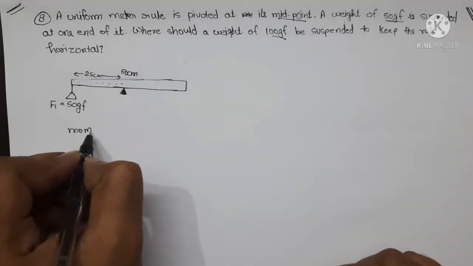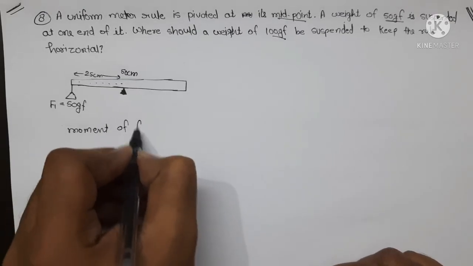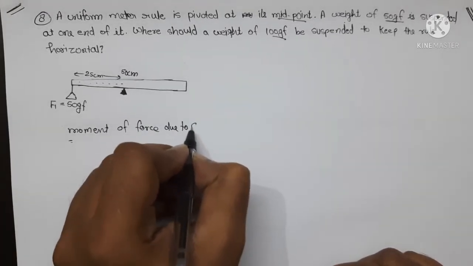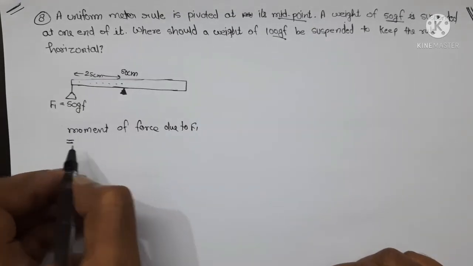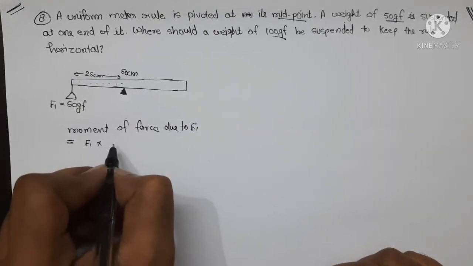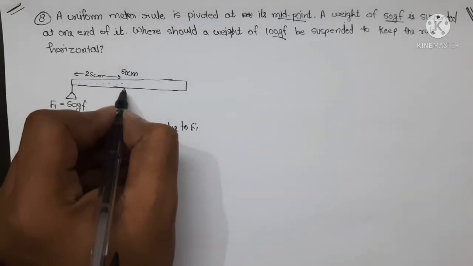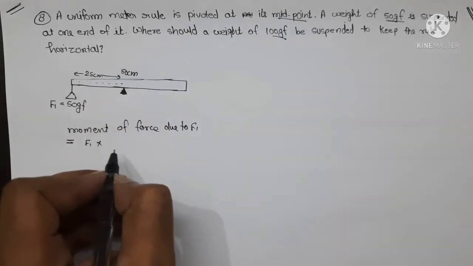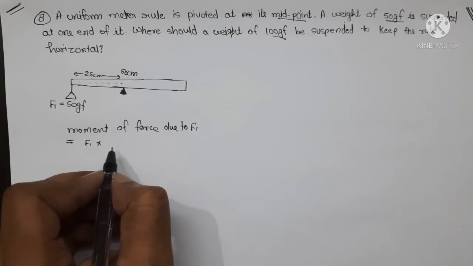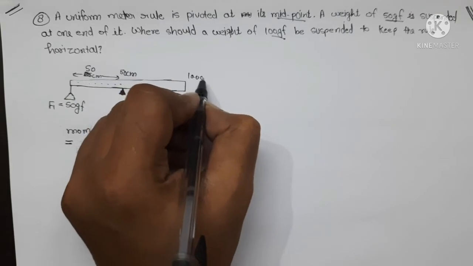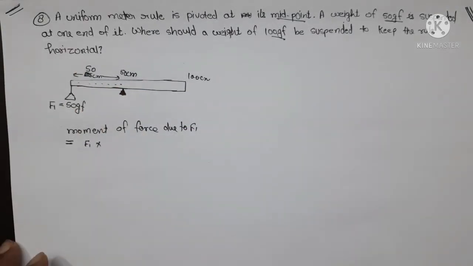So the moment of force due to F1 is what? It will be simply force into the perpendicular distance of the force from the pivoted point. So the pivoted point is exactly in the middle. So this distance will be what? Sorry, this distance will be 50 centimeter, because the total is 100 centimeter. So this distance will be 50 centimeter only.